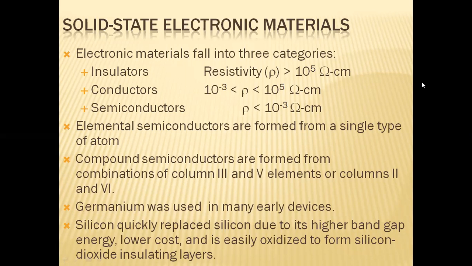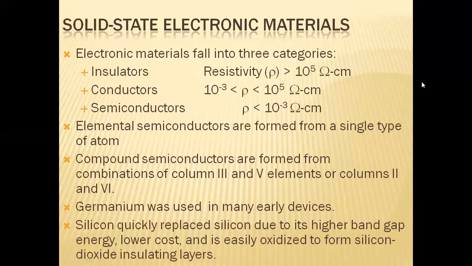Next, elemental semiconductors are formed from a single type of atom. So the semiconductors which are at an elemental stage have been formed from a single type of atoms, but not from a combination or bonding of different kinds of atoms. Compound semiconductors are formed from a combination of column 3 and 5 elements or column 2 and 6 elements. So what are these elements? Here column 2 and column 3 have been specified. So what are those columns and what are those elements, we'll be looking at now.